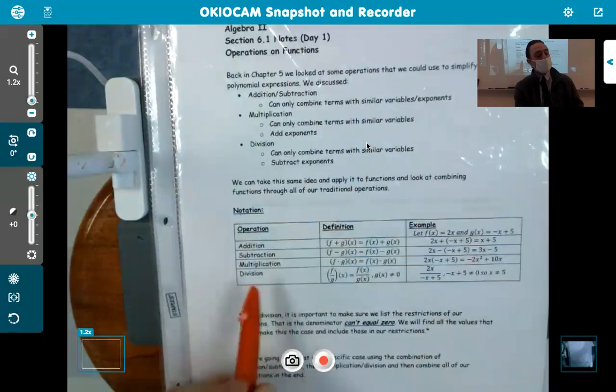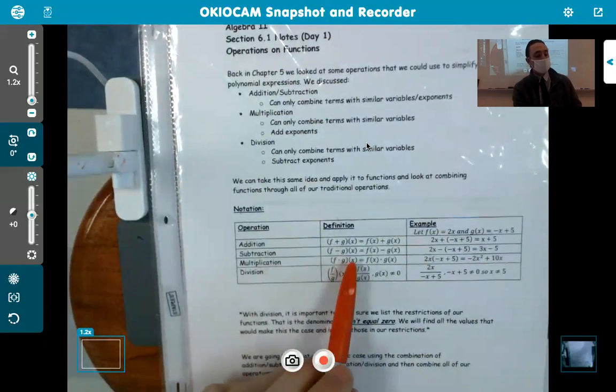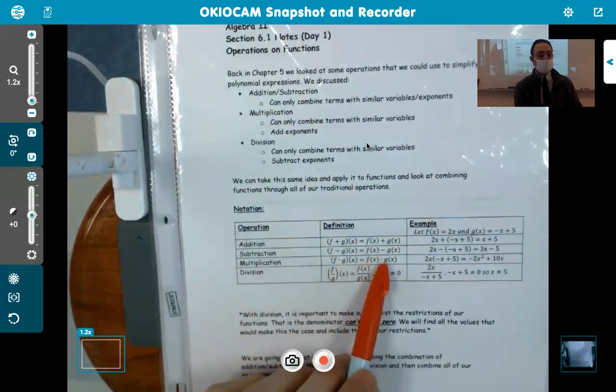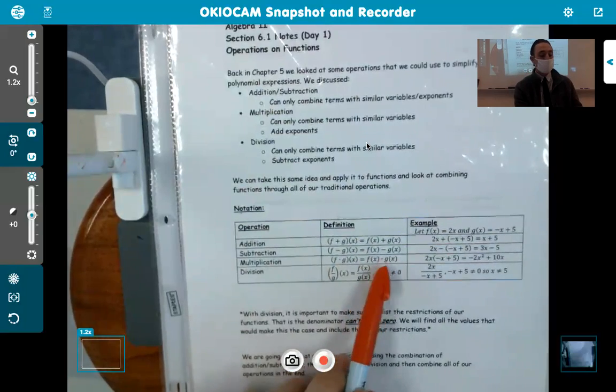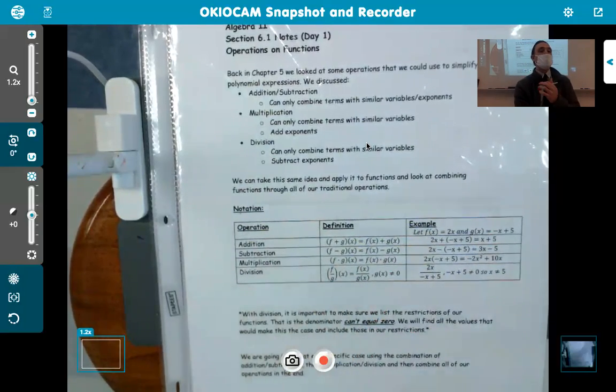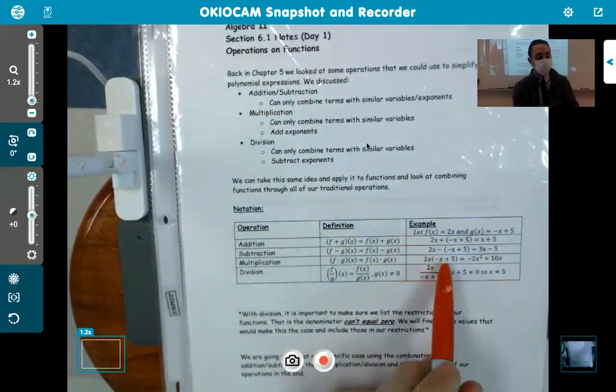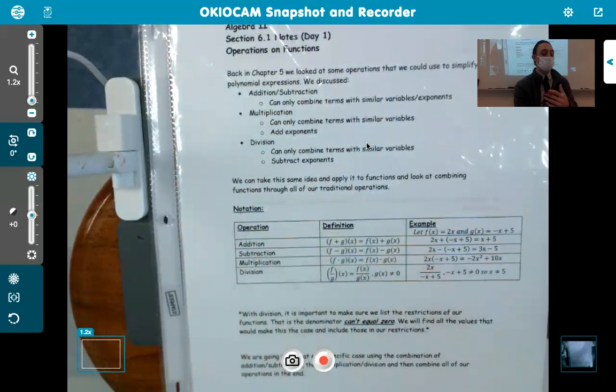For multiplication, f times g of x is the same thing as f of x times g of x. So these functions are multiplied together separately. You'll see some distribution like you see in the box here. You might see times where you have to multiply a binomial times a trinomial, so you have to distribute two terms through to each and then combine like terms. So there's a couple of different varieties of questions you might see with multiplication. You're still just multiplying the functions together.